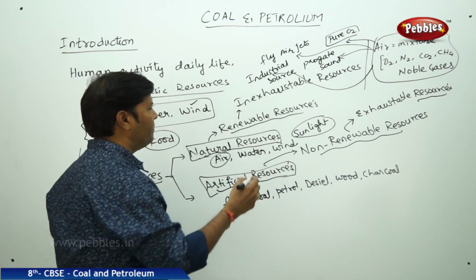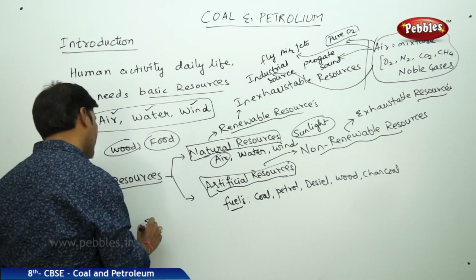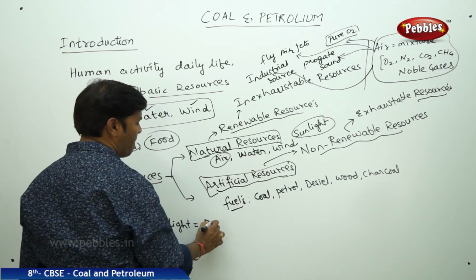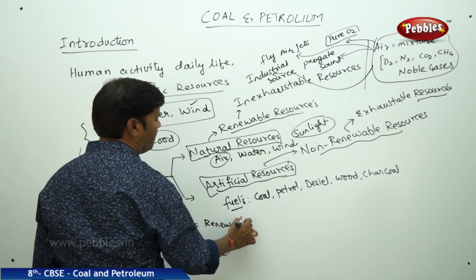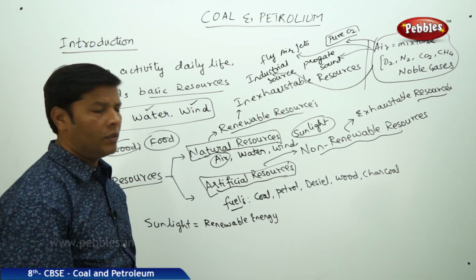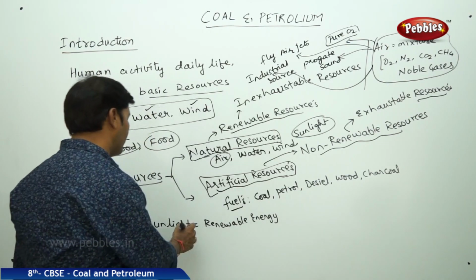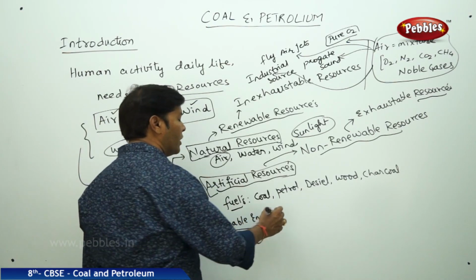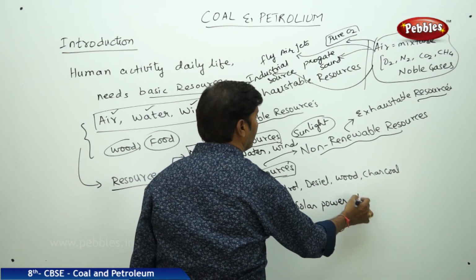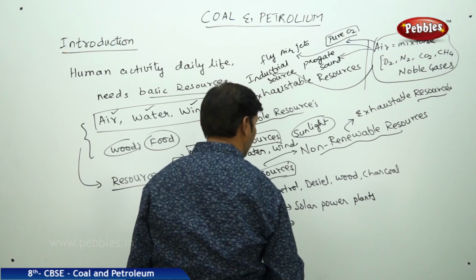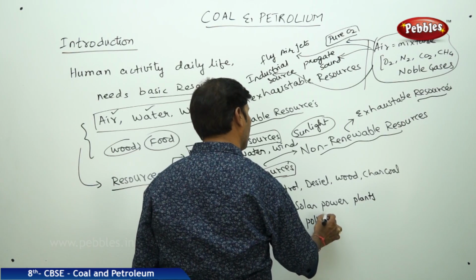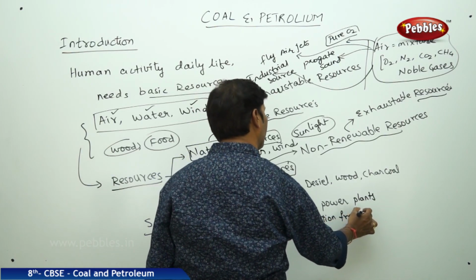Similarly, if you go for sunlight, sunlight is a natural, renewable energy. Today it has become the alternate source for the generation of electricity. Sunlight has become the alternate source for the generation of electricity, that is solar plants. It is used for the generation of pollution free electricity.